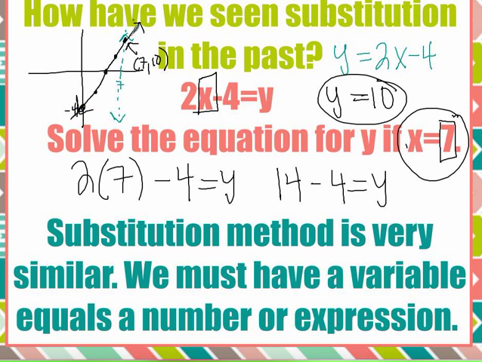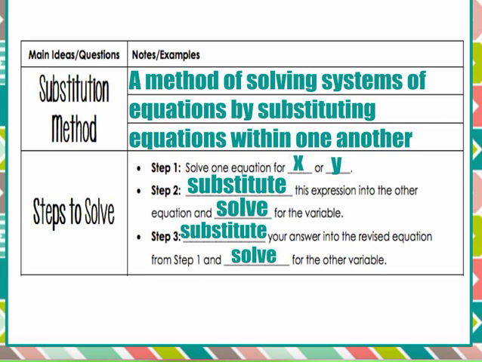You had to be able to graph each of the lines and find out if and where they intersect. And now we're going to focus more on this approach. So substitution method is very similar to this example. The big idea here is that we must have a variable that is equal to a number or an expression. This time we had x is just equal to a number. Sometimes it might be more than just a number. So before we get too far into the lesson, let's go ahead and fill out our main ideas.